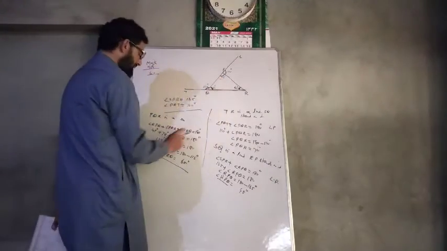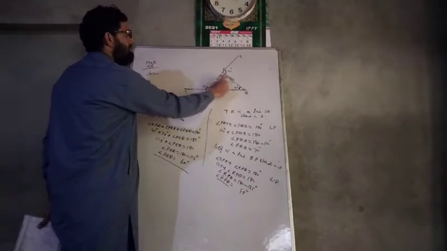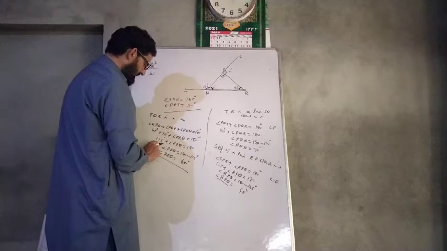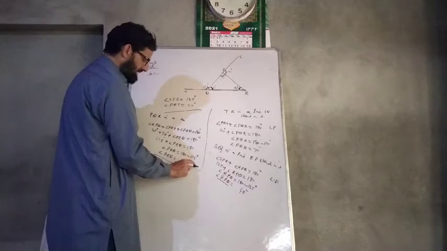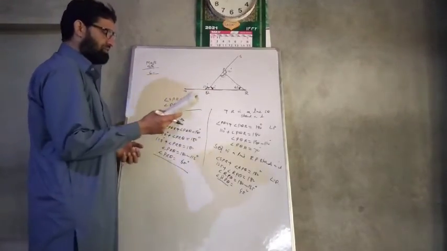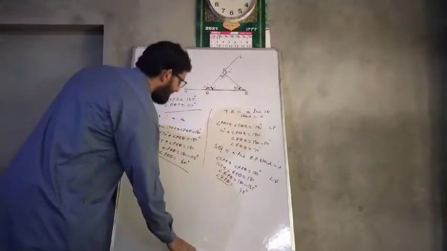And this is 45, this is 70, plus angle PRQ, which is to be determined, is equal to 180. This 115 plus PRQ is equal to 180. PRQ is equal to 180 minus 115, so PRQ is equal to 65. So this was question number 1 of the exercise. Now proceeding further.